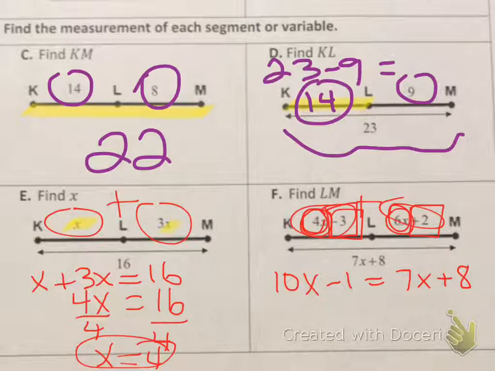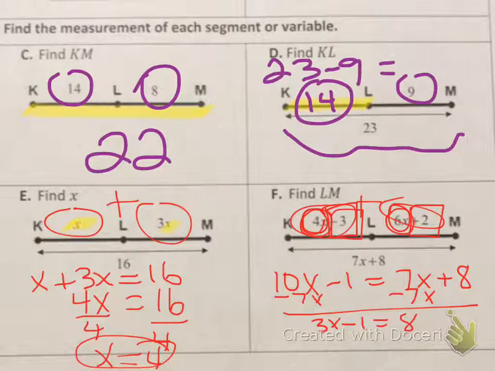So I've got to isolate my variables. I need all of my x's on one side by themselves. So I'm going to subtract the 7x's over to the other side. Here I get 3x minus 1. And here I get the number 8. I'm going to add the 1 to the other side. So I get 3x equals 9. When I divide both sides by 3, I get x equals 3.